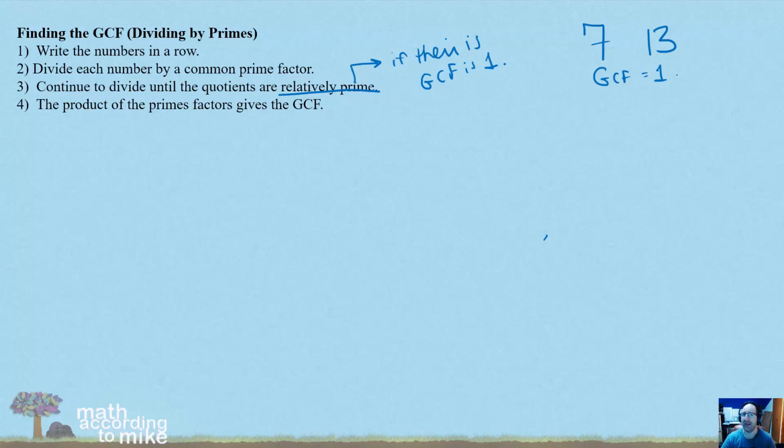Okay. But they don't have to be prime to be relatively prime. For instance, let's look at 8 and 9. 8 is 2 cubed. 9 is 3 squared. But what's the largest number that divides into both 8 and 9? You would say 1. So because of that, 8 and 9 are relatively prime.